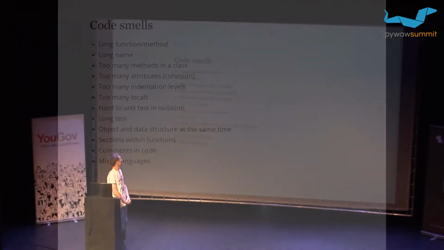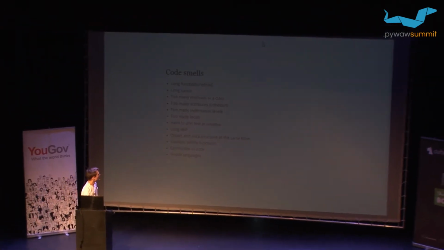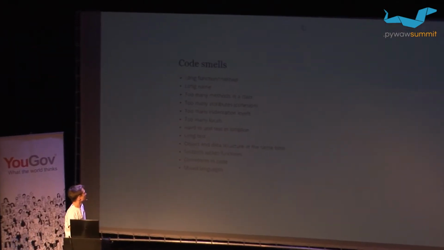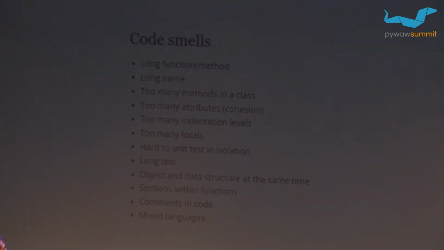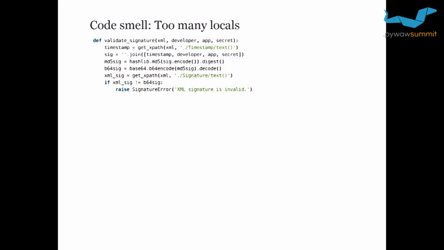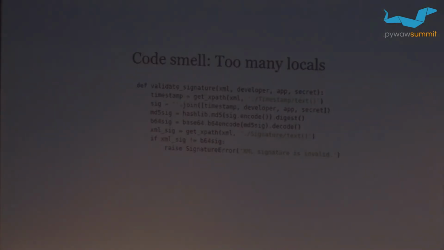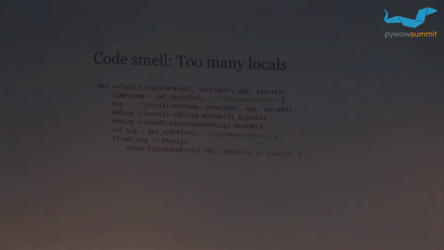Okay, so here are some code smells. If you see that your code smells with some of them, it means probably that something's wrong with it, and probably it breaks the SRP. I'll show you some examples of these code smells. Here's the first example. Here we have too many local variables. It's a function that validates some signature from an XML. It's not so easy to understand it at first sight.